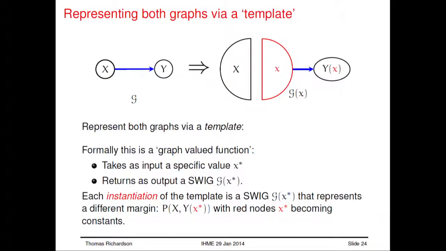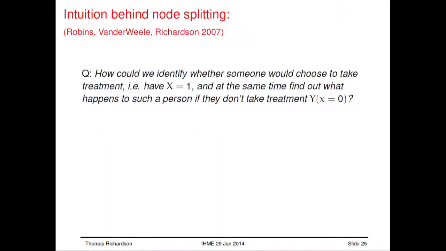The intuition is the following. There's a thought experiment. And I'm not saying this is a real experiment you do, but it's the thought experiment that justifies why we make this split. Okay, so the question is, can we think of an experiment where we could identify whether someone would choose to take treatment? Supposing we're in an observational setting, so people are choosing, or their doctors are choosing to give them treatment. They're not necessarily being randomized. And at the same time, we want to find out what happens to such a person if they don't take treatment. Right? That seems impossible.